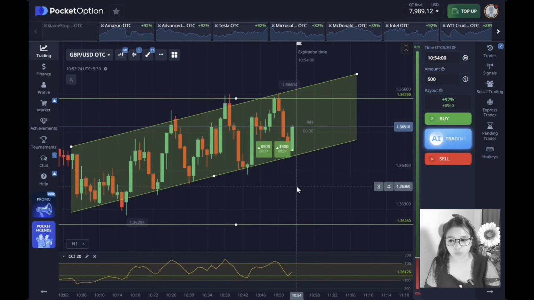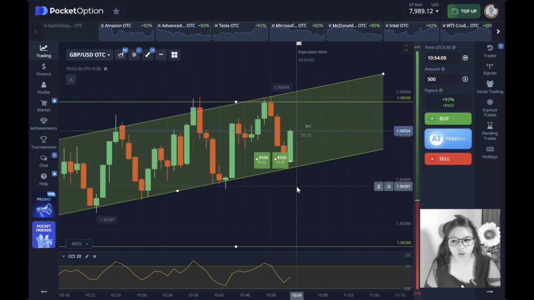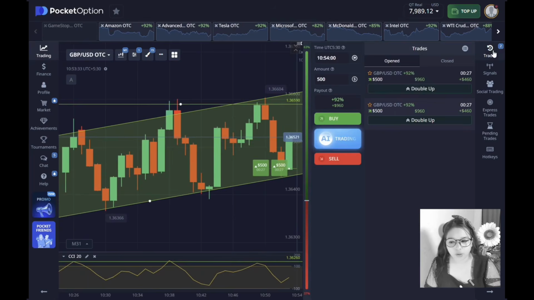A green candle is forming, and there is a very high chance that this green candle will form, and it is indeed forming.